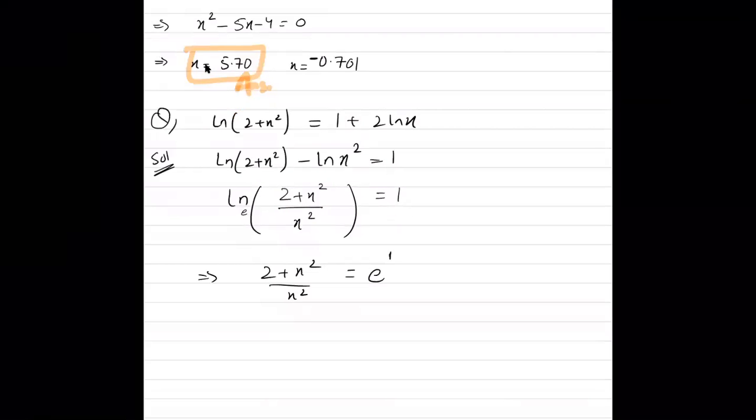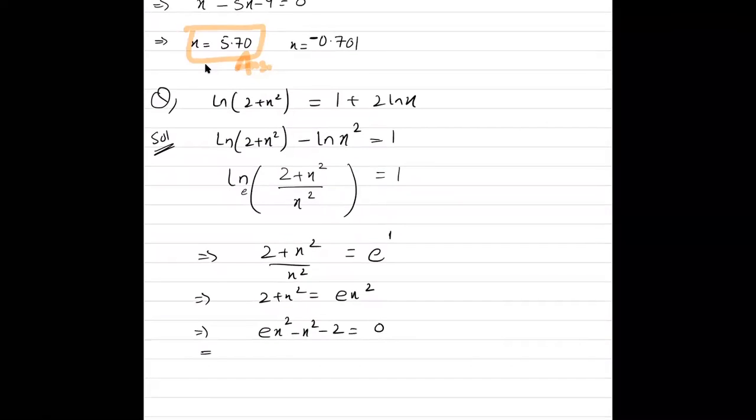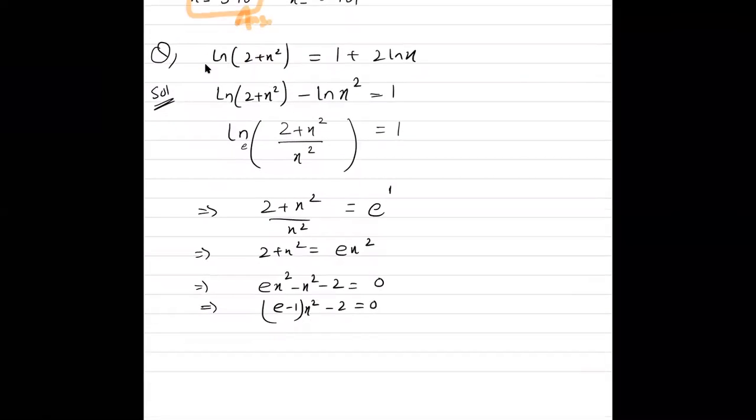So 2 plus x square is equal to e x square. If I simplify this further, e x square minus x square minus 2 equals 0. I can take x square common out like this, since e minus 1 will just be a number, okay? So x square is going to be 2 upon e minus 1.